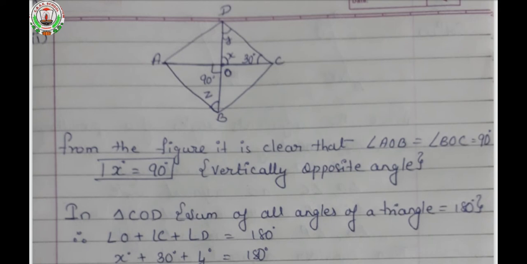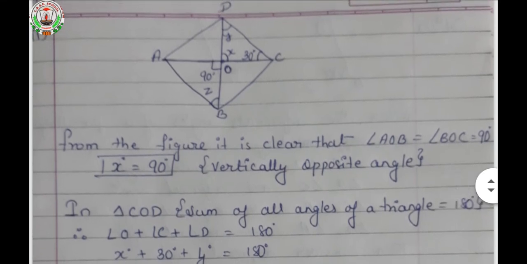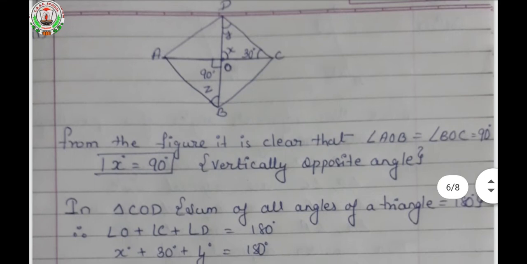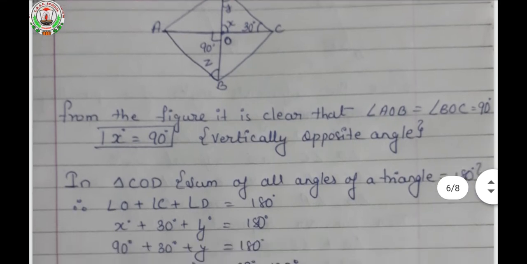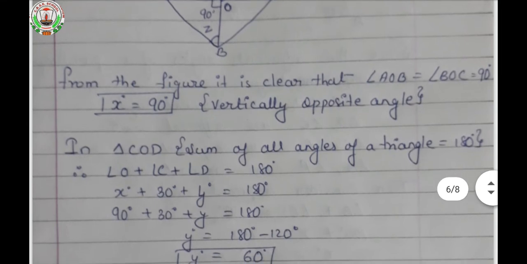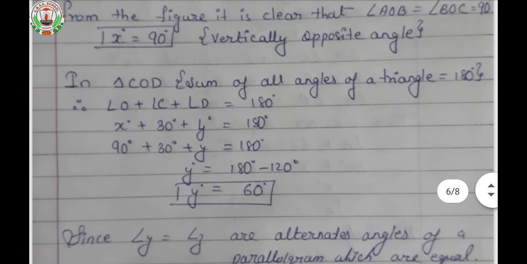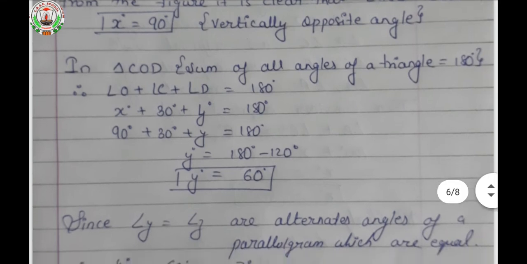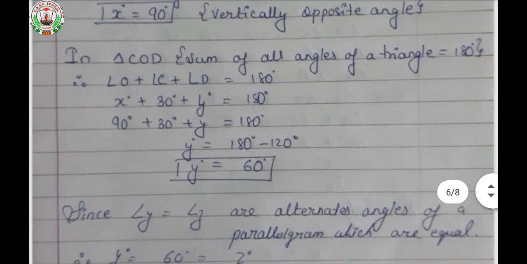Triangle COD. In triangle COD, we can see that angle O is equal to X, that is 90 degrees, which we will consider. Angle C is equal to 30 degrees, given in the figure, and angle D is equal to Y, whose value we have to find. Now in triangle COD, the sum of all angles of a triangle is equal to 180 degrees, isn't it? Therefore angle O plus angle C plus angle D is equal to 180 degrees.